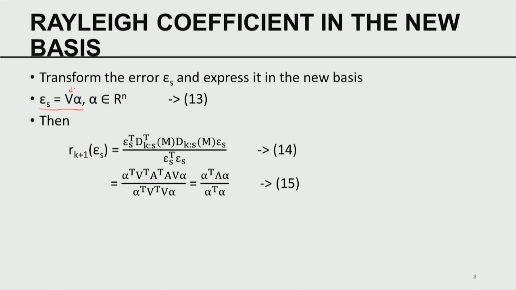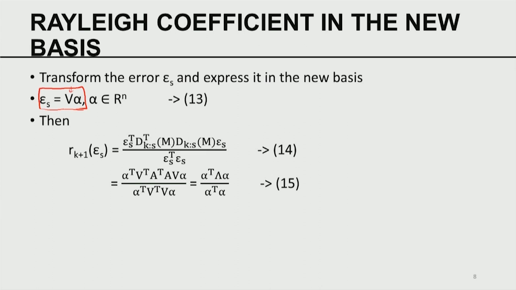Epsilon s is the coordinate of the same point in the original basis. Alpha is the coordinate of the point in the new basis whose basis vectors are the columns of V, and these two sets of coordinates of the same point in the two coordinate systems are related by the expression in 13.